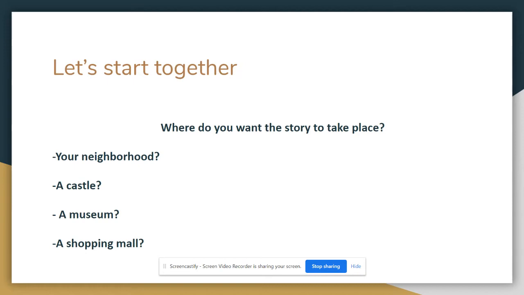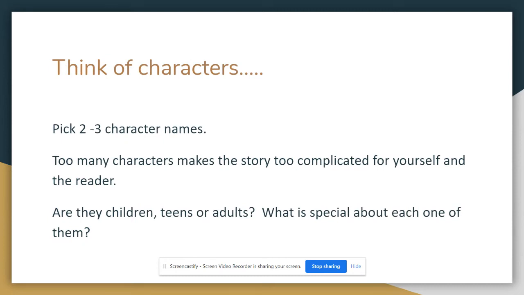Where do you want the story to take place? Well, you want something familiar. So, your neighborhood, a castle maybe that you can imagine, a museum perhaps you've been to many times, or a shopping mall. Because the characters go from place to place, you want to be somewhat familiar with where it's going to happen. And you're at this point just thinking.